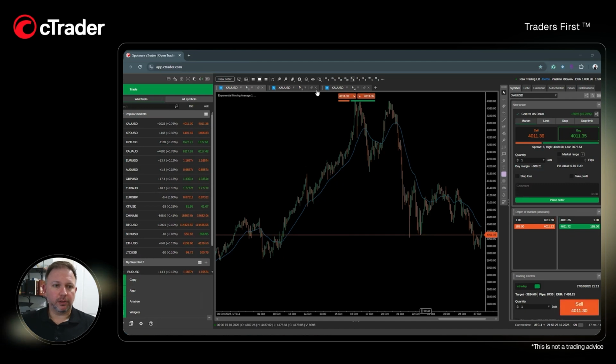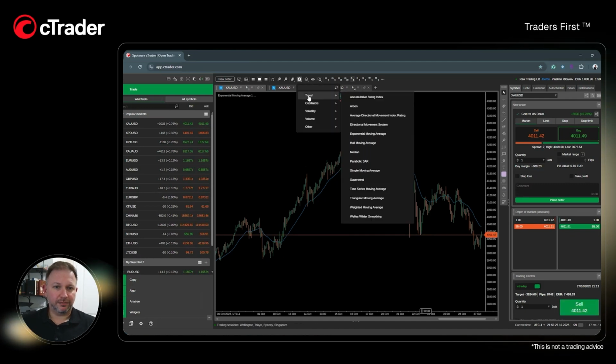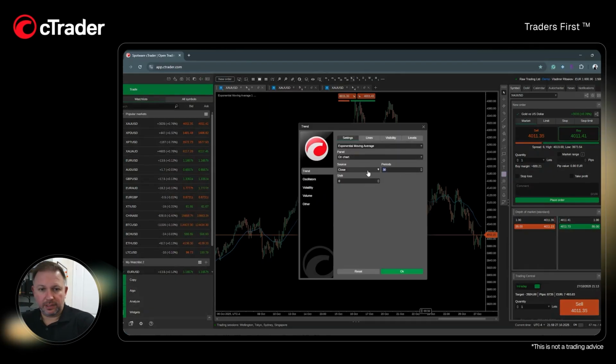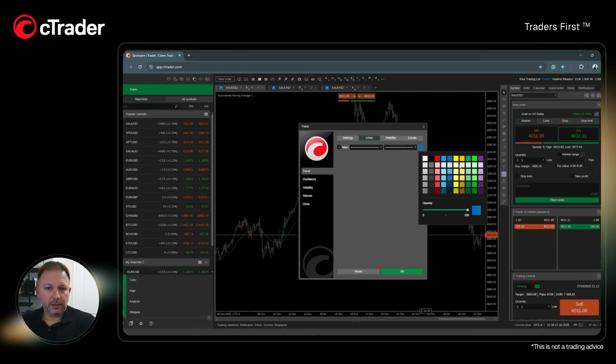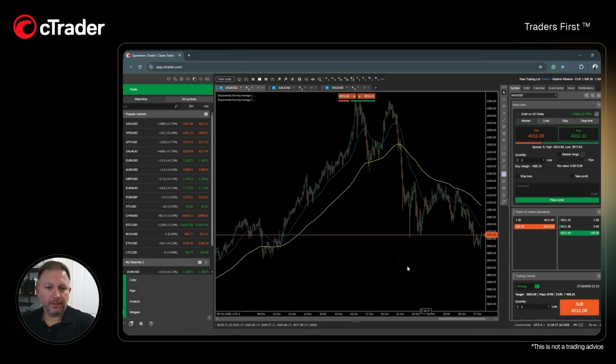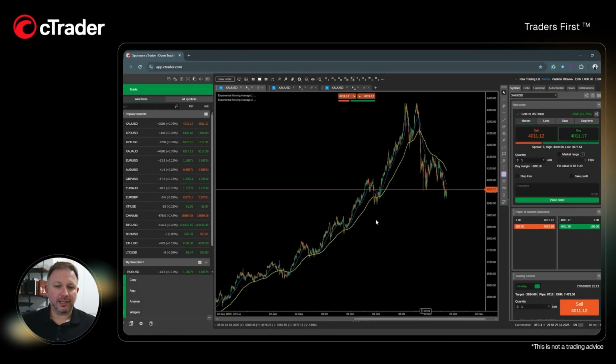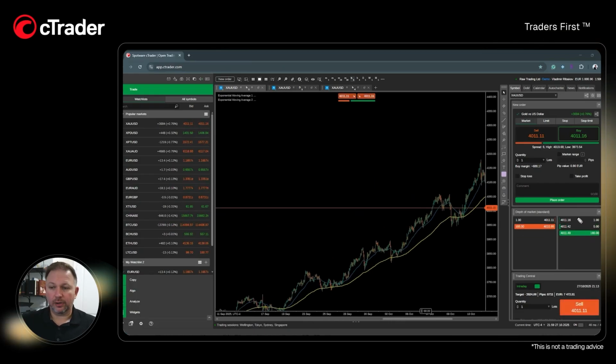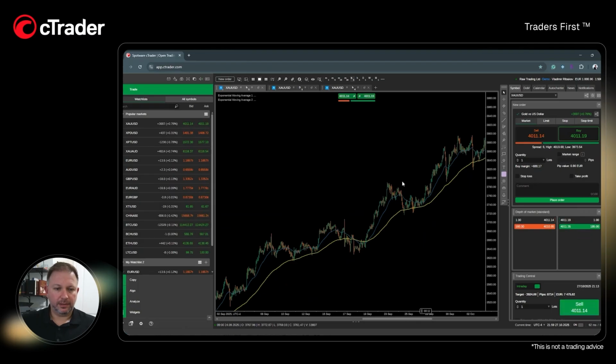Another very popular way is to combine different moving averages. For example, we saw the 30, let's combine the 100, choose a different color. And many times traders love using that when they spot crosses, especially when we are in an uptrend, like here, and then the moving averages cross each other. That gives a great indication that the trend is going to continue.